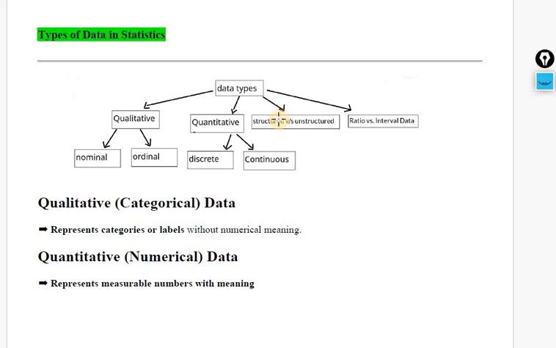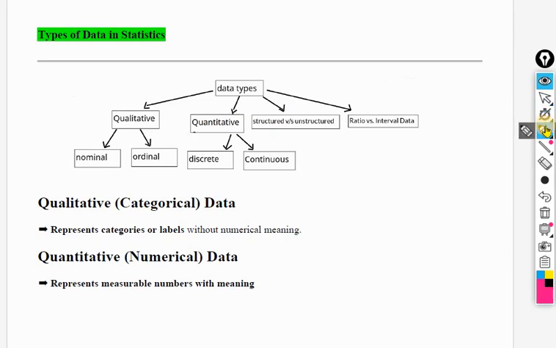Hi friends, in this video we will discuss the different types of data related to statistics. We have mainly four different data types: qualitative versus quantitative, structured versus unstructured, and ratio versus interval data.